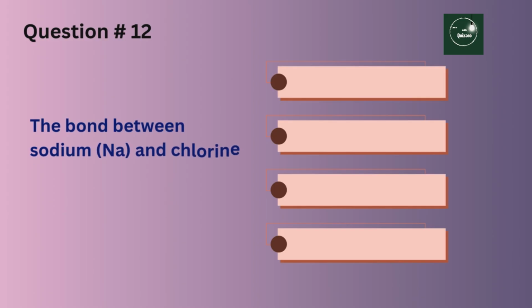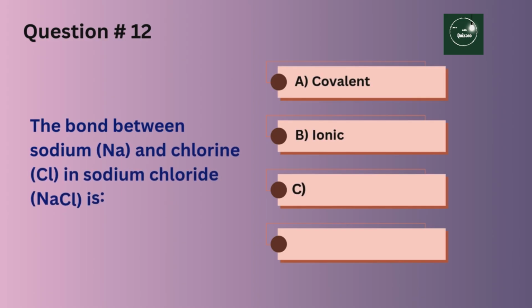Question number 12. The bond between sodium and chlorine in sodium chloride is A. Covalent. B. Ionic. C. Metallic. D. Hydrogen.